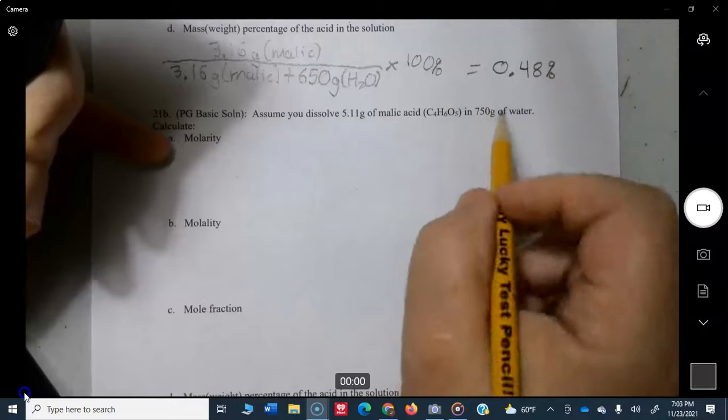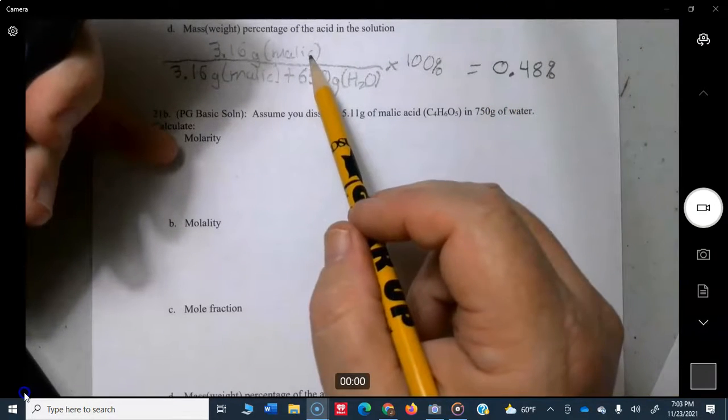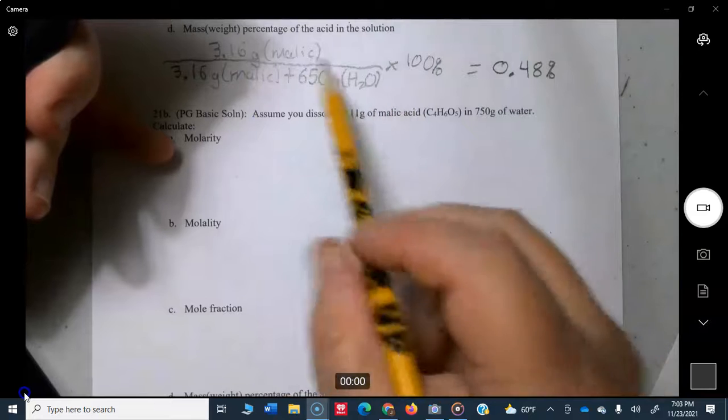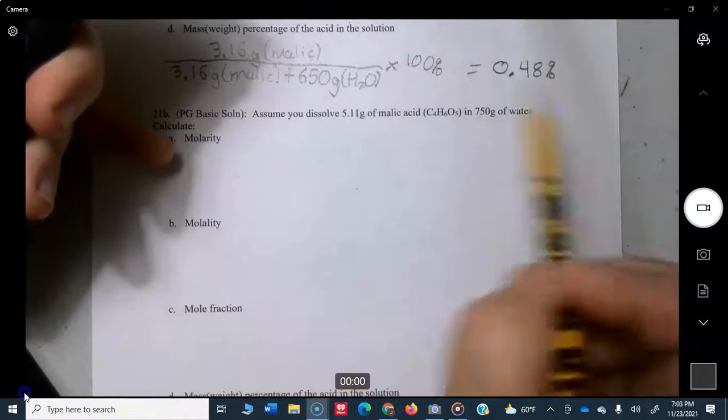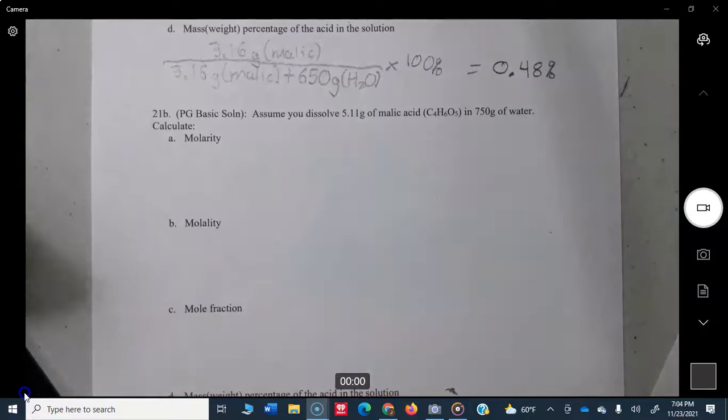So what we said earlier in the first part with the approximation is that the malic acid is a very small fraction of the entire solution, or percentage of the entire solution. It's only about 0.5%. So making that approximation in the first part for molarity was reasonable, and the error won't be that great. You probably have to go to the third significant figure to find any difference.